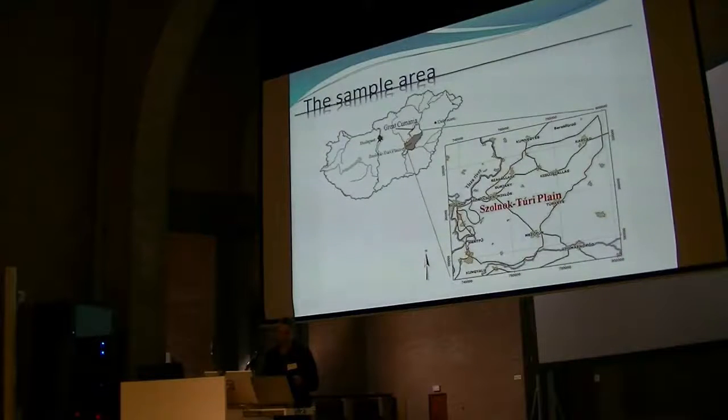First, I would like to show you where the sample area is in Hungary. In Hungary, this area is located on the Great Hungarian Plain as a part of the Great Cumania. Maybe you have heard about these places called Puszta, the Hungarian Puszta. But this part is not really the Puszta. The Puszta is a little bit in the eastern part.